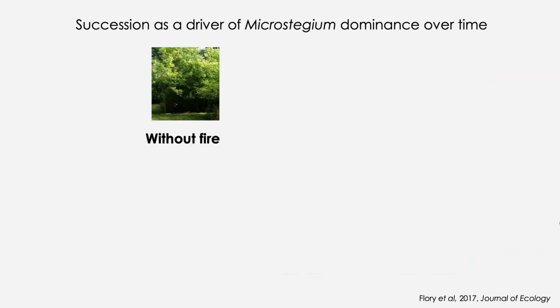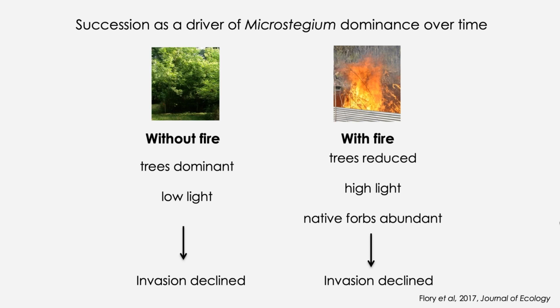So what we think happened here is that without fire, the trees became highly dominant in the plot, there was low light availability, and the invasion declined. When we added fire, tree abundance was reduced, both tree size and density, resulting in high light availability, abundant native forbs, and decline of the invasion. Now I'm not suggesting that light drove the invasion in either case, but the result in terms of succession, whether to tree dominance or forb dominance, was that the invasion essentially disappeared from the system.